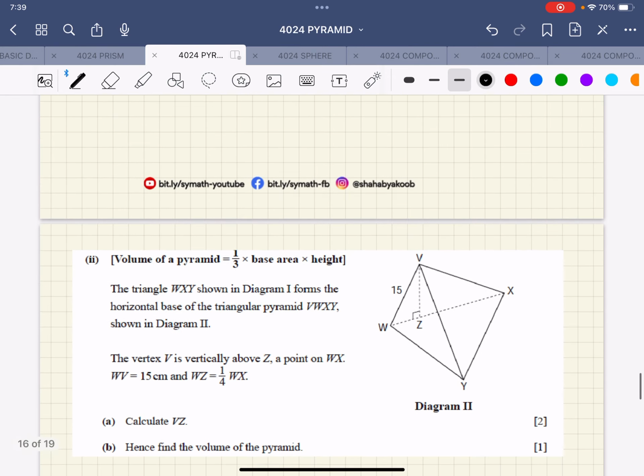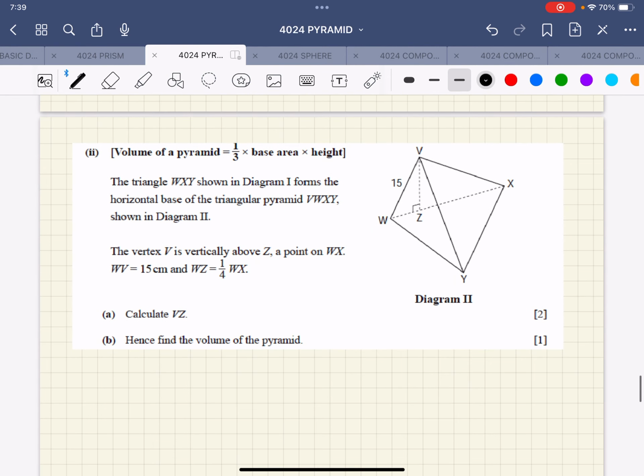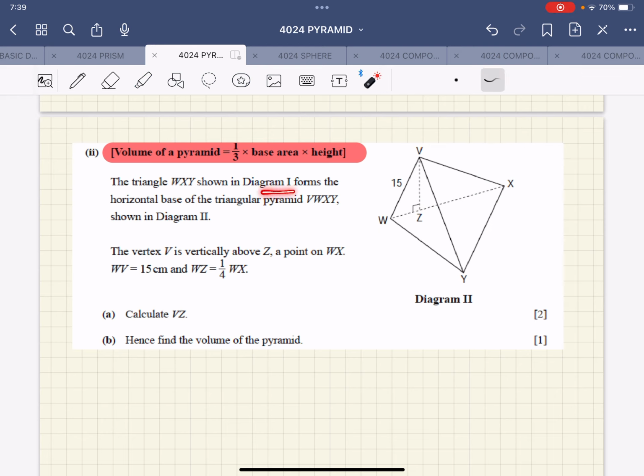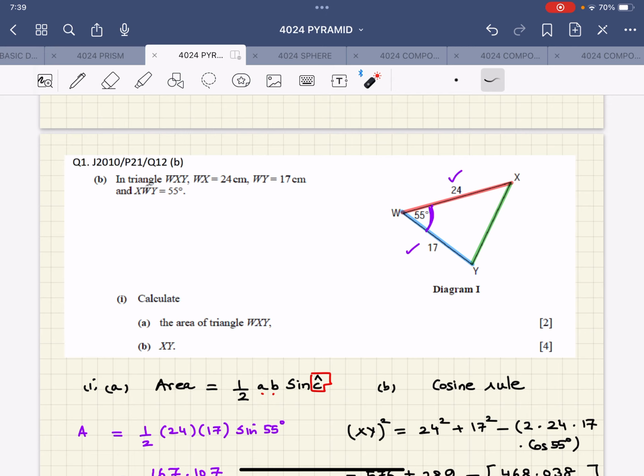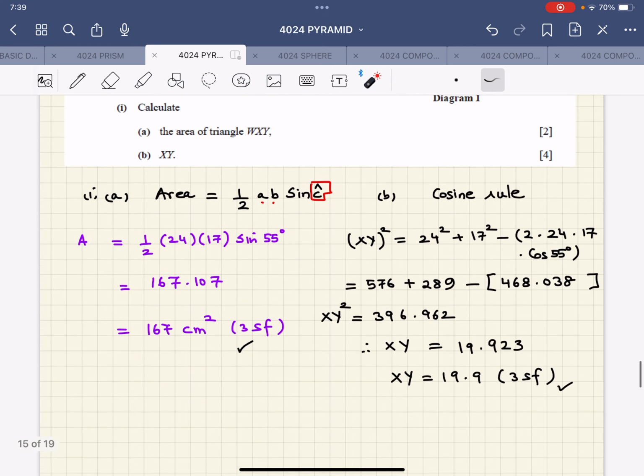Now, what else is there? Now the question says that the volume of a pyramid is this much. That means they usually have a habit of writing this down. The triangle WXY shown in diagram 1 forms the horizontal base of the triangular pyramid. So we had WX, WY and XY.